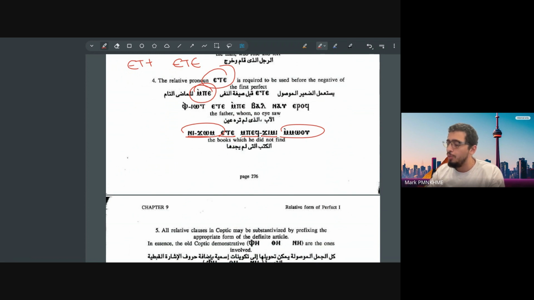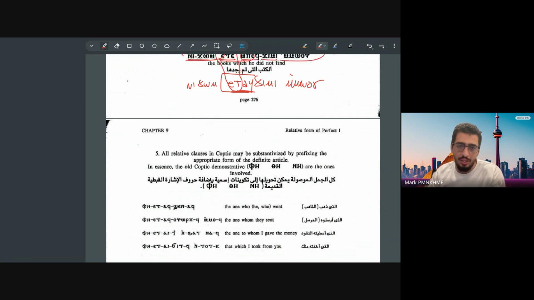If you want to say the book which he found them, you would say nijom. So it's a similar construction, et with af. So etaf, jimi, mo. This is the only difference, et and ete, just because et and etaf can come as one unit, but ete and mp are two different units. That's it. Nothing tricky here.